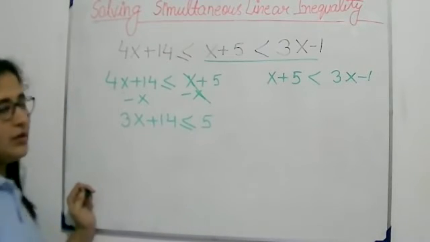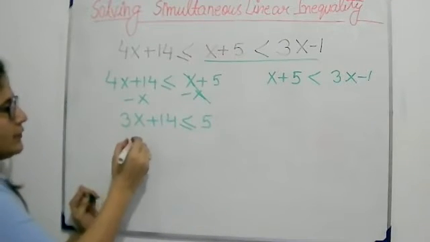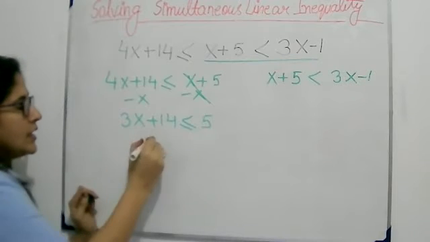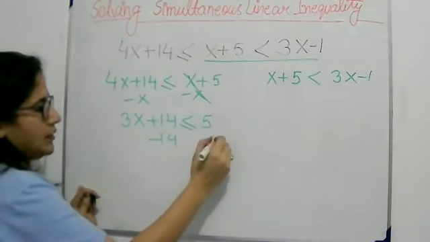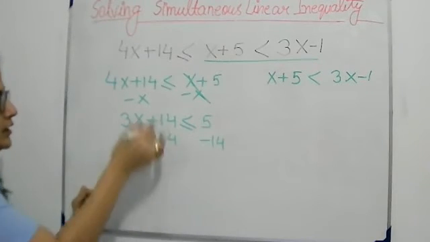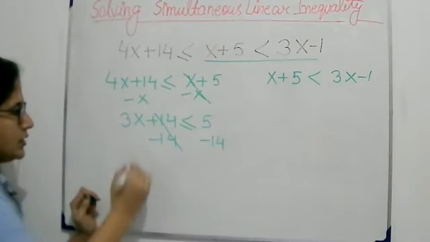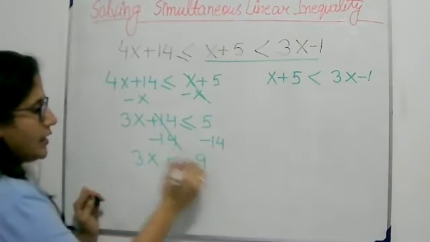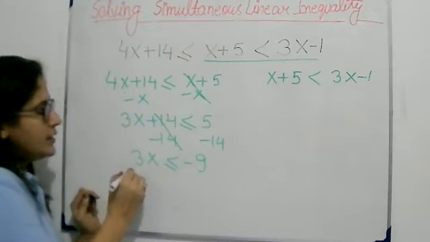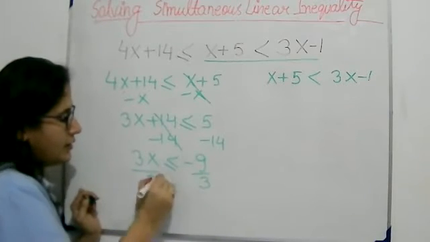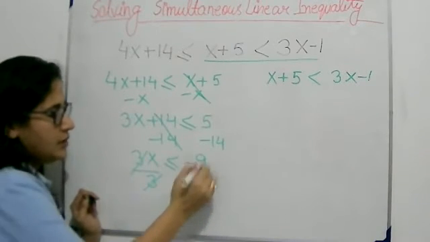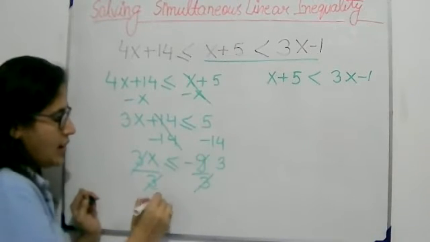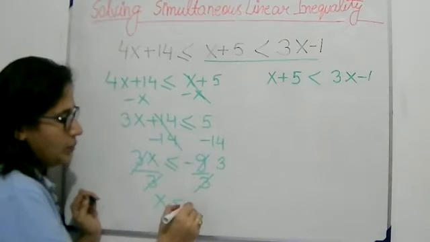What can we do now? Next, we have to find the value of 3x. Let's subtract 14 both sides. This 14 and 14 will be cancelled out. 3x is less than or equal to -9. Divide by 3. 3 cancels out. 9 divided by 3 is 3. x is less than or equal to -3.